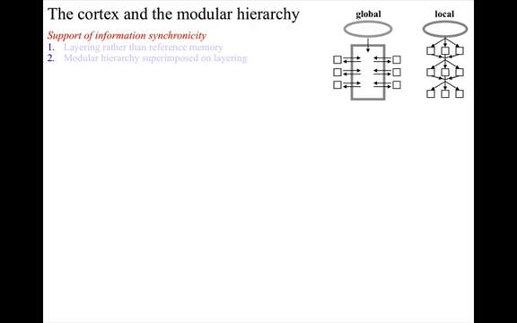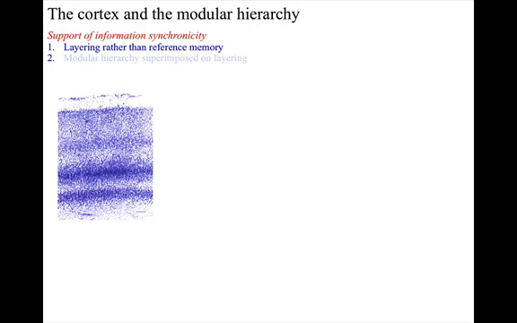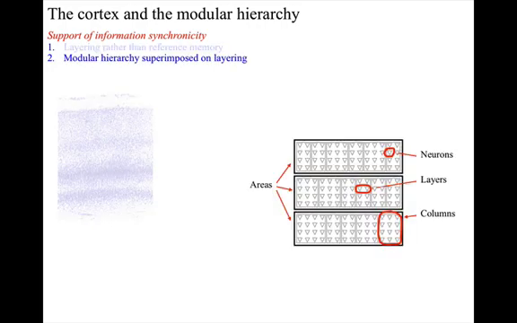The need to maintain information synchronicity in a complex learning system led to further predictions, including the need for layering rather than the reference memory that's used in electronic systems. And we see this layering very prominently in the cortex. Another prediction is that the modular hierarchy will be superimposed on the layering. And again, modules like columns can be identified on the basis of more internal connectivity than external connectivity, and in the cortex they are superimposed on the layers.